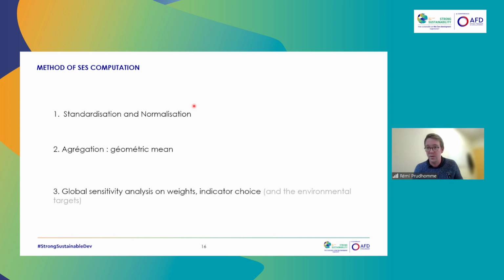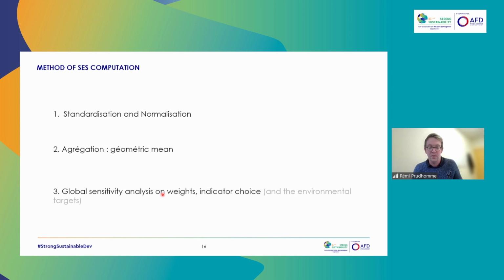So how do you compute it? First you gather the data on the indicator, then you standardize it and normalize it between 5 and 100 based on the environmental targets. Then you can proceed to an aggregation between the different dimensions to have this magic number of the state of the environment in Senegal. And something we added is a global sensitivity analysis on the weights and the type of indicator which is chosen to inform each dimension of the environment. Like this, we will be able to see, if we take a different weight, how it influences the aggregated score of the strong environmental sustainability index.